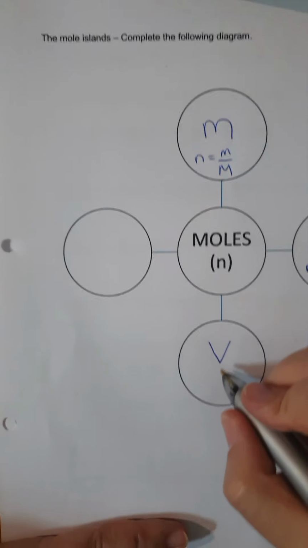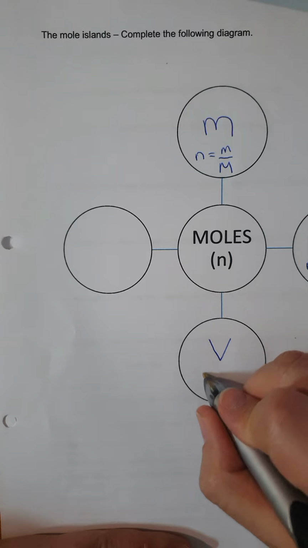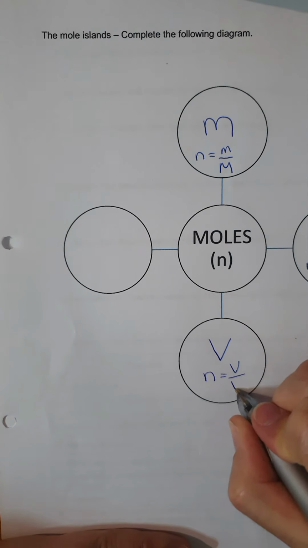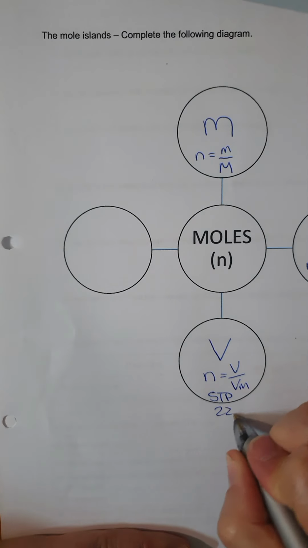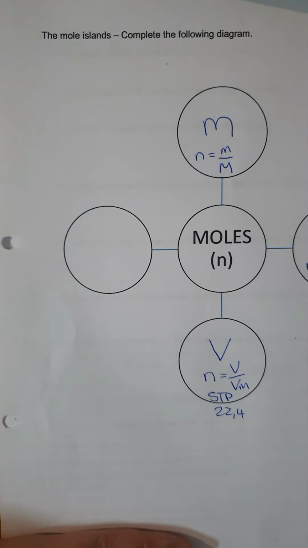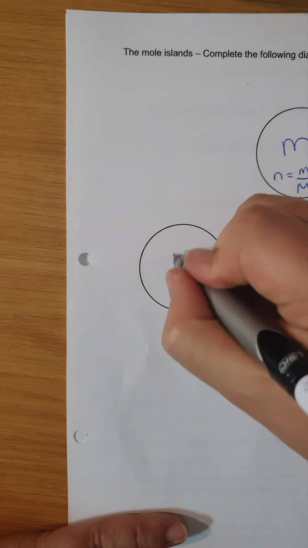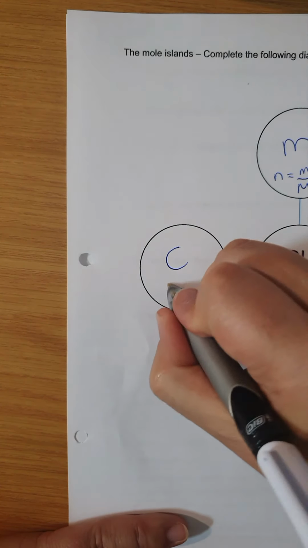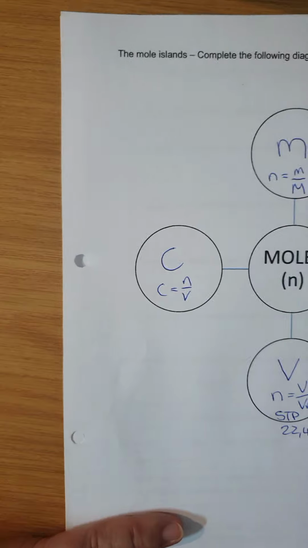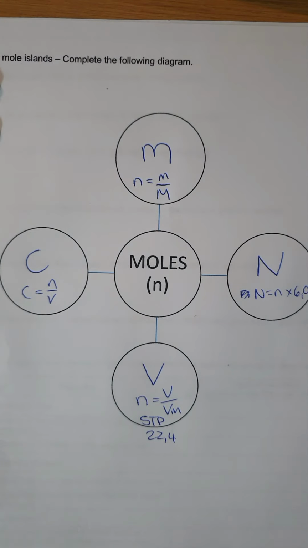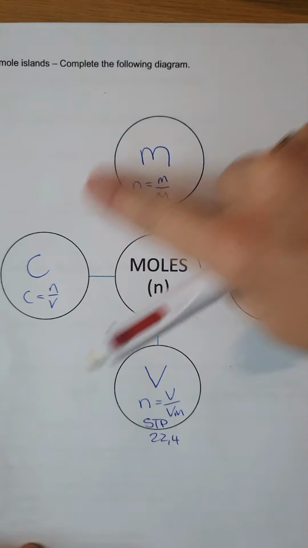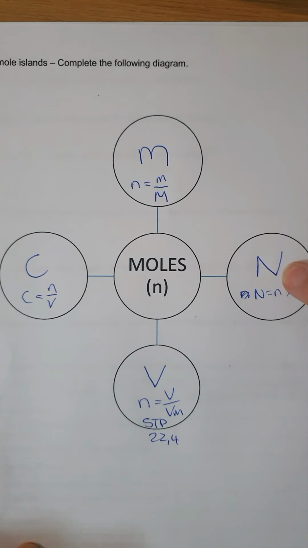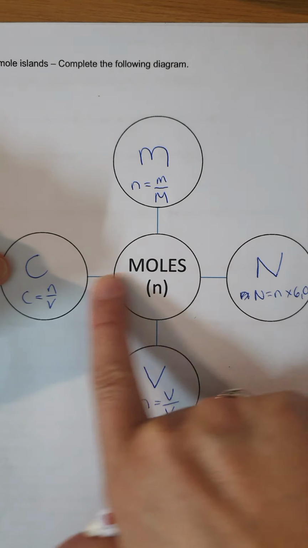We then did volume, and that's using n is equal to V over molar volume. Remember, you have to say STP to use 22.4 as your molar volume. And then the last one which we've got is now concentration. You can work out, and C is equal to n over V. So there are 4 equations. I can give you any one of those things and ask you to work out any of the others. I can give you the number of particles and ask you to work out the concentration. All you have to do is link the moles.